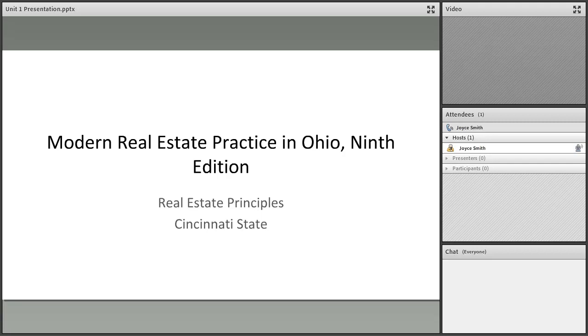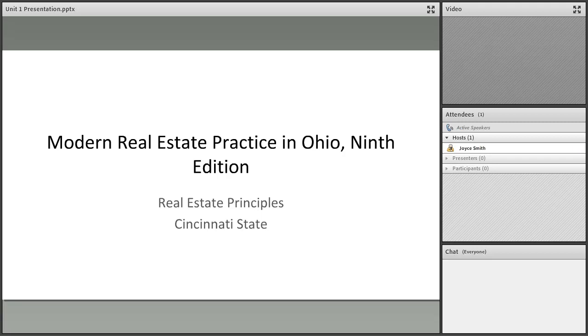With the chapter textbook, Modern Real Estate Principles, Real Estate Practice in Ohio, ninth edition, you will need the ninth edition textbook to be able to keep up with everything in the class. Unfortunately, the 8th edition is set up a little differently, and the chapters don't line up. So the ninth edition is what you'll have to use for this class.